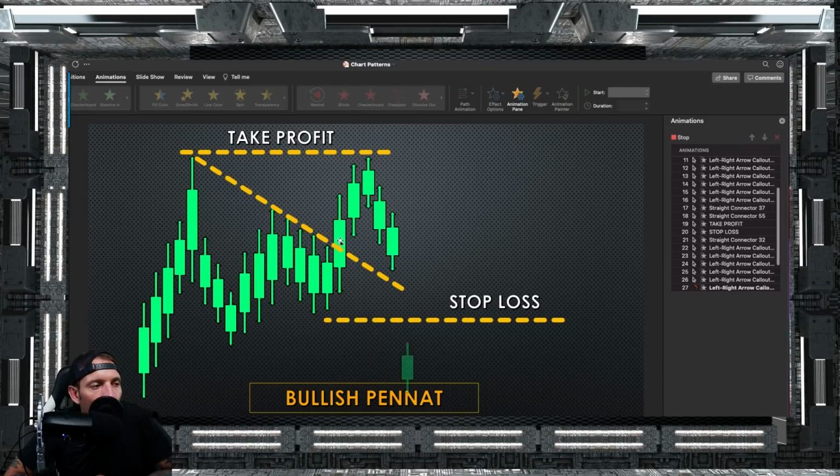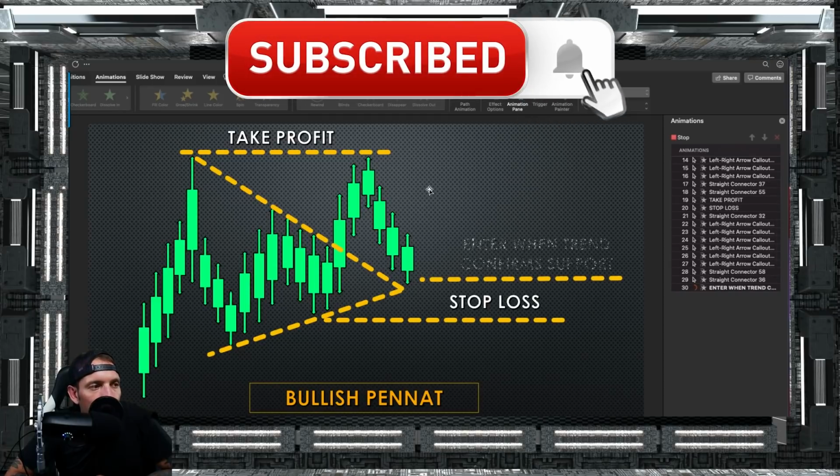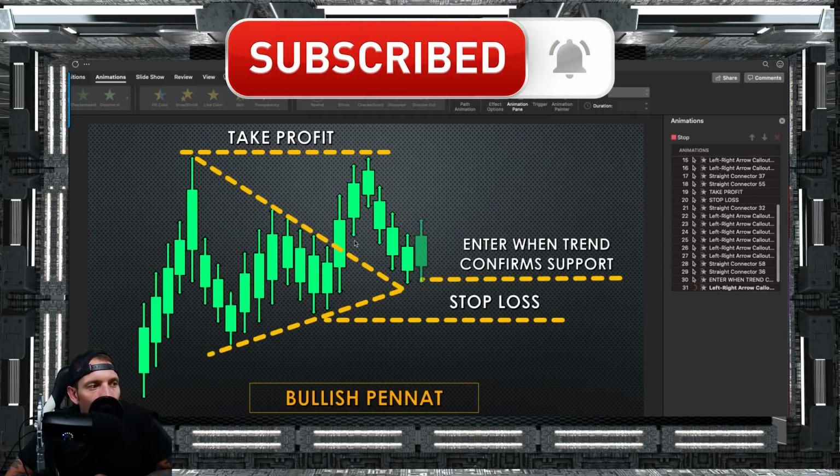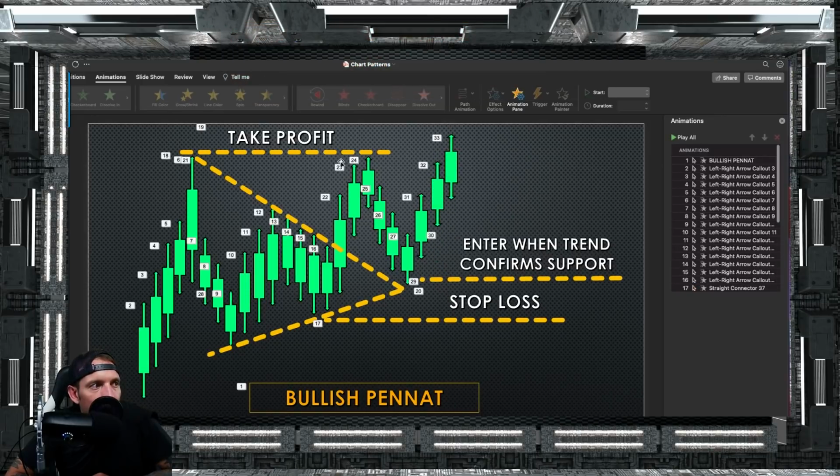Nope, we do not. We wait for price to come back down here, find support on this downtrend, and then make a push to the upside. So we enter when the trend confirms support and bam, price reverses and blasts off to the upside. We normally want to set our take profit just below the lower trend line, assuming that price is going to continue to stay trapped and not break this downward trend. So we can easily enter our stop loss right down here.